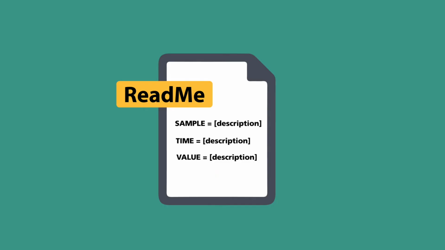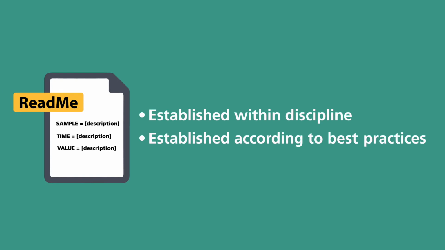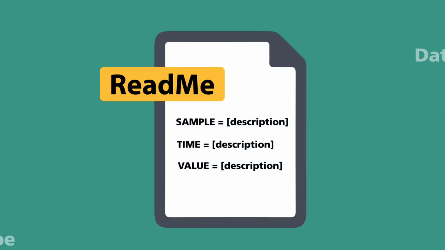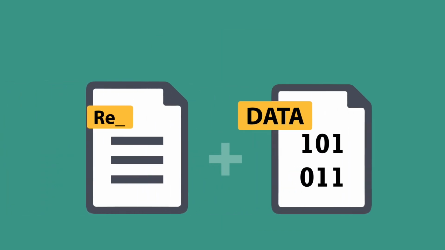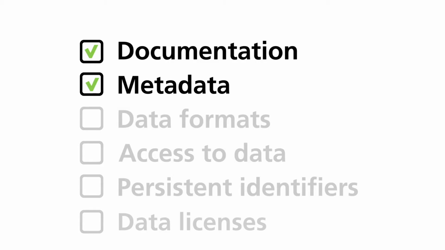Whenever possible, use metadata standards that are established within your research discipline, established according to best practices, or commonly accepted and used. If there is no common standard in your discipline and metadata is not generated automatically, add all relevant metadata that you believe are needed to understand your data. For example, prepare a README file with metadata describing your dataset, keeping in mind what information is needed for others to understand it. When you properly document your data and add relevant metadata to it, you are one step closer to making your data FAIR.